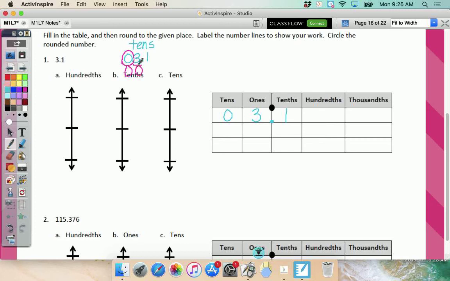Now flex your muscles like a hero. Digits to the right change to 0. So what does 3.1 round to with the nearest tens place? 0. Now the one that you have on your exit ticket might not round to 0. But I think it might have a 0 in the tens place. Okay? All right, so let's do it again.